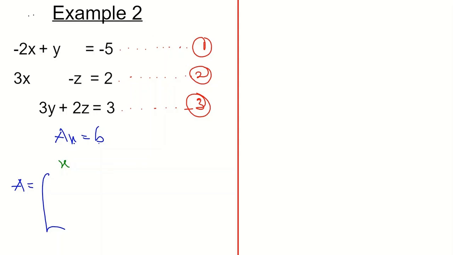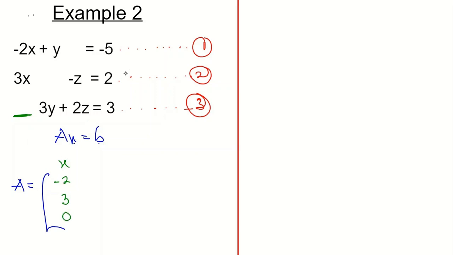And so when we take x, the coefficient of x in equation 1 is -2. And so write it in matrix A. The coefficient of x in equation 2 is 3. And so write it. And then the coefficient of x in equation 3 here is 0. And so since there is no value or variable in equation 3, we tend to write it as 0.